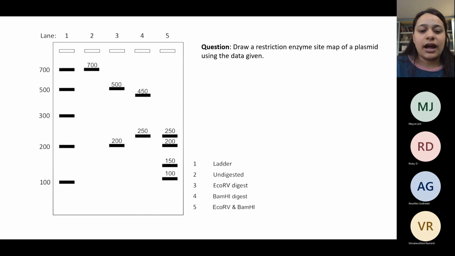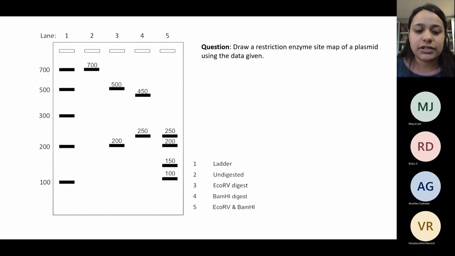The second lane is going to be the undigested fragment, which means that our entire plasmid is of 700 kb. Because it is undigested, it has not been fragmented, so we know that the entire length of this particular plasmid is going to be 700 kilobases. Now the third one over here is 500 and 200, which is the EcoRV digest. So if this plasmid is digested using EcoRV, then we receive two fragments. One is of 500 kilobases and the other is of 200 kilobases.